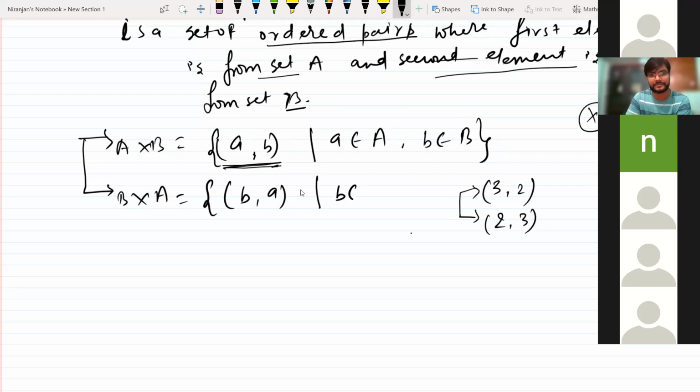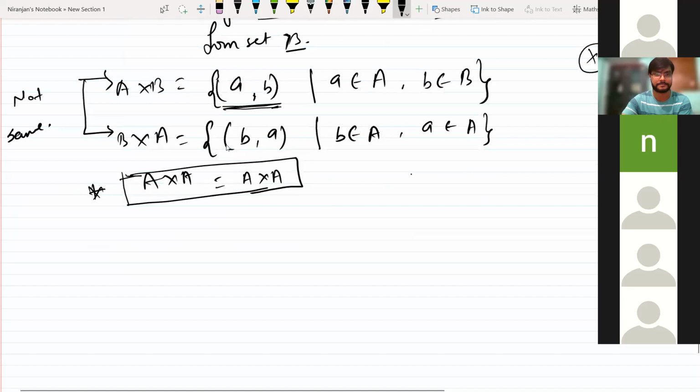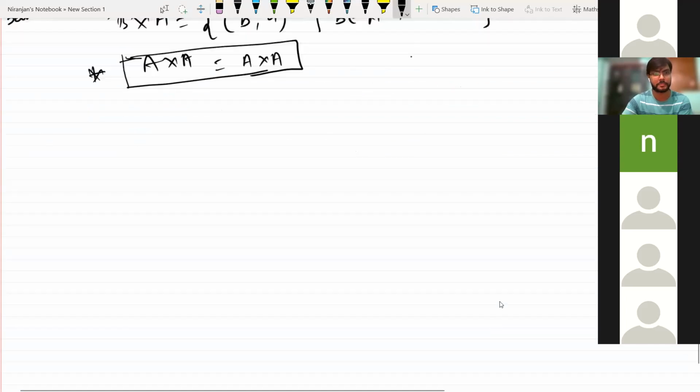Right. So here, this is not same. Let me delete this one. This is a very good insight. A cross A is equal to A cross A. I mean, this is not a big deal. You have the same set, so the ordered pairs will always be the same. So this is just like having a reflexive Cartesian product.